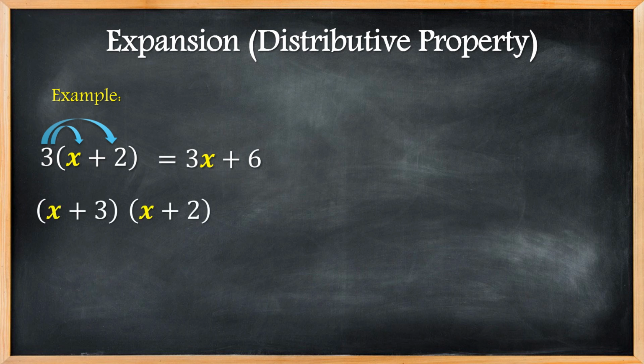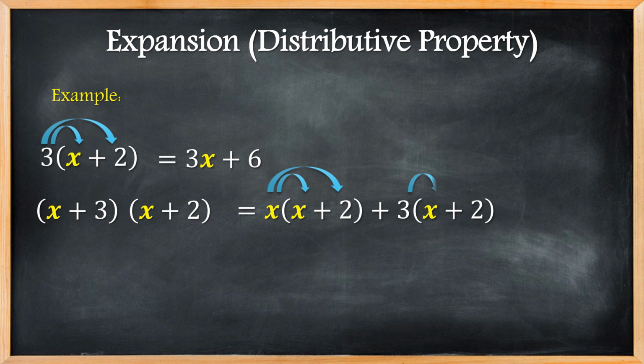Second example, now let's expand x plus 3 times x plus 2. Using the distributive property, we distribute x to both terms inside the second bracket. X times x gives us x squared, and x times 2 gives us 2x. Next, we distribute 3 to both terms inside the second bracket. 3 times x gives us 3x, and 3 times 2 gives us 6.